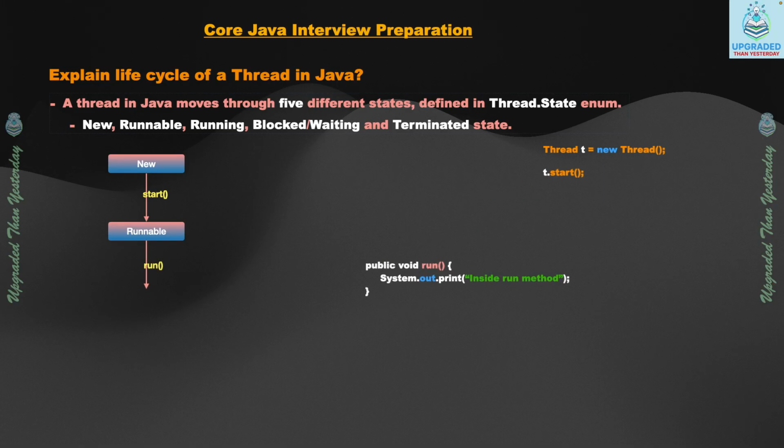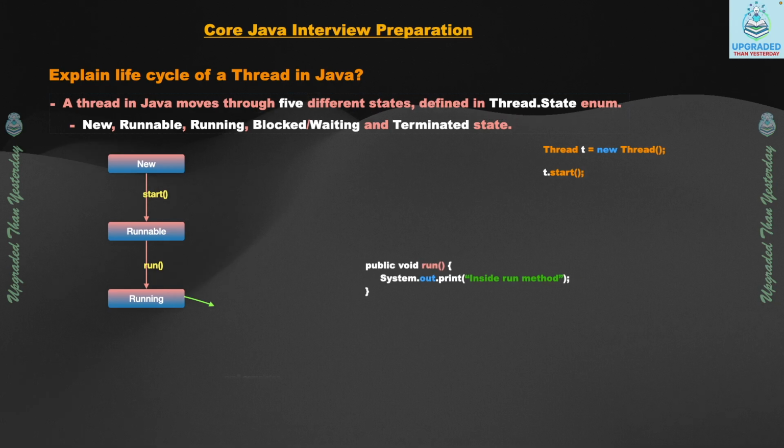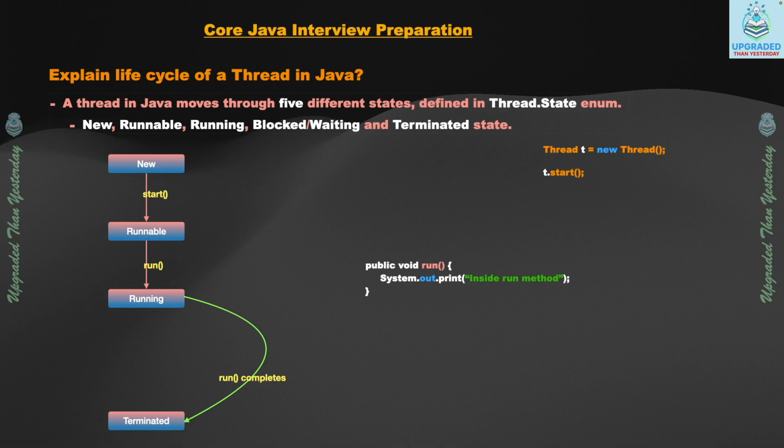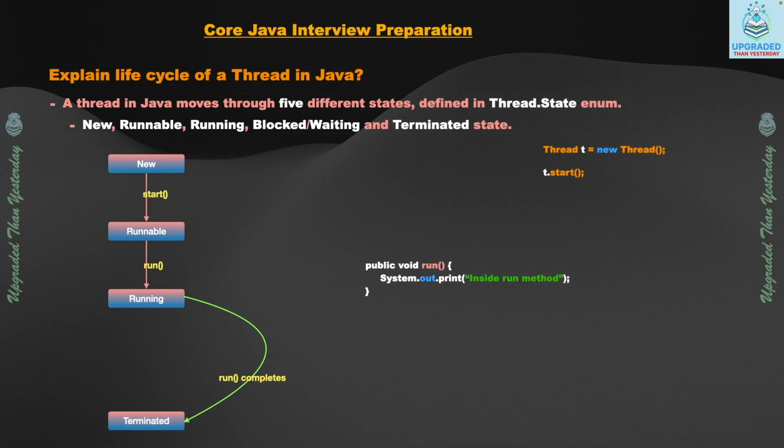When the thread scheduler picks the thread and starts executing it on a CPU core, it goes to the running state. Internally, the task, that is the run method, will be executing here. When the execution of the run method completes, the thread goes to the terminated state. A thread cannot be restarted once it reaches the terminated state because a thread dies when it reaches the terminated state.